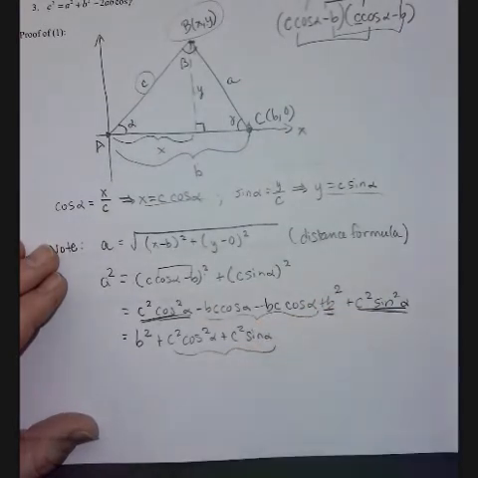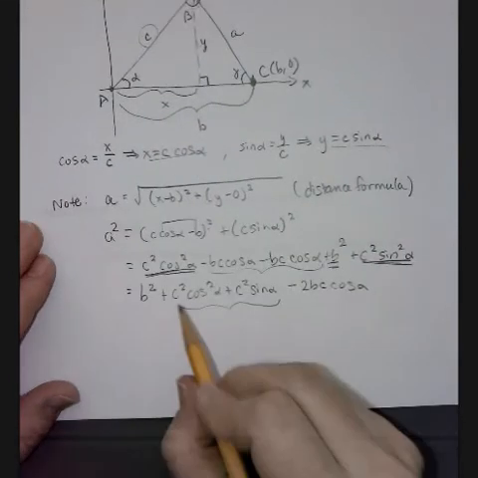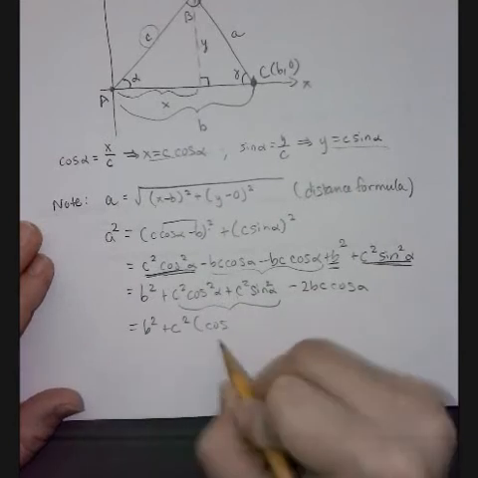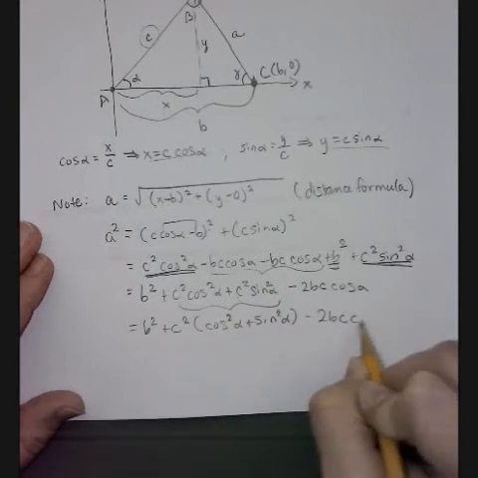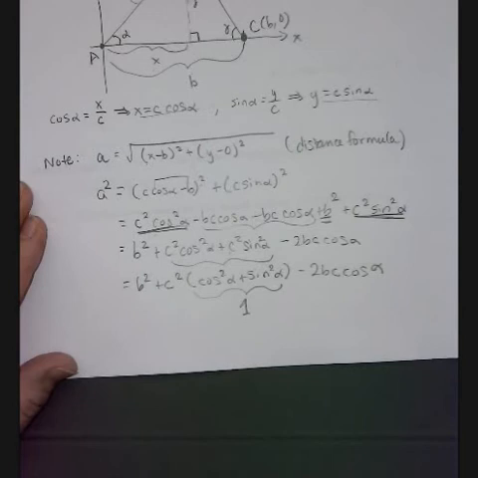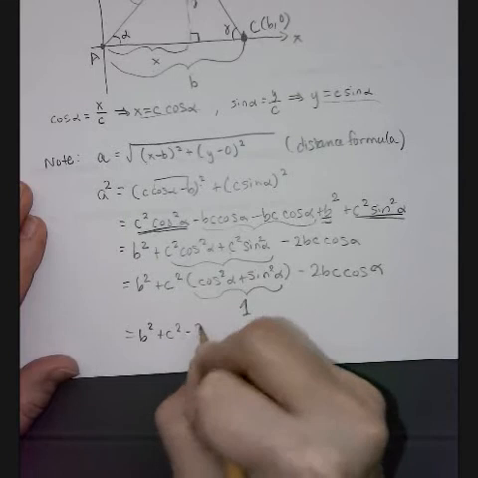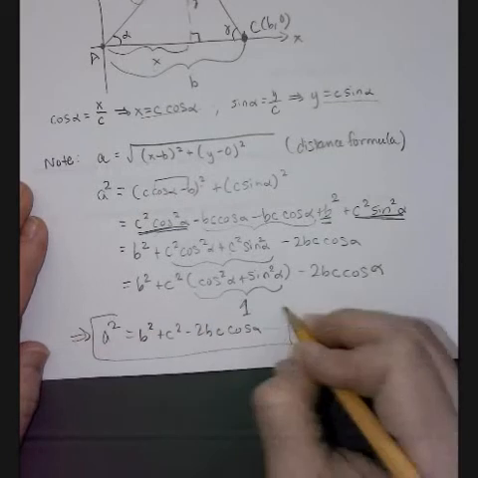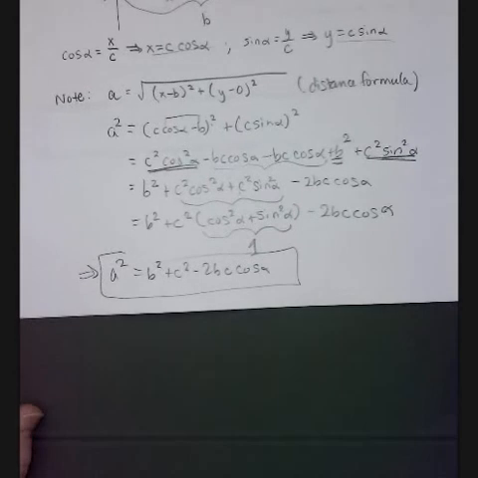We're going to look at those two in a second. And then these two give us minus 2bc cosine alpha. So notice these, you can factor the c squared out. Got cosine squared alpha plus sine squared alpha. And this is our friendly Pythagorean identity that equals 1. And so c squared times 1 is just c squared. And so a squared equals b squared plus c squared minus 2bc cosine alpha. And we've completed the proof of the first formula.